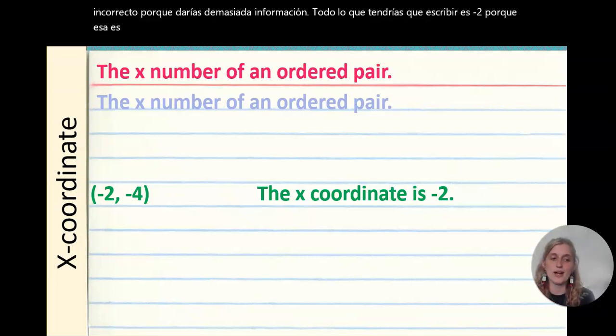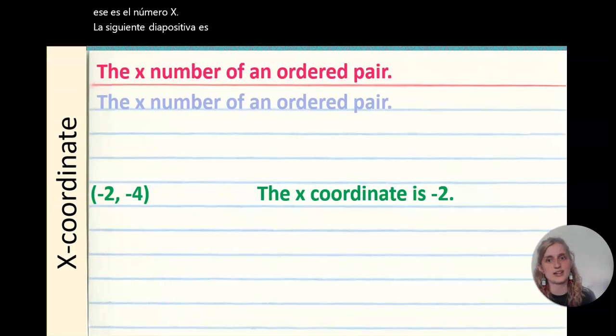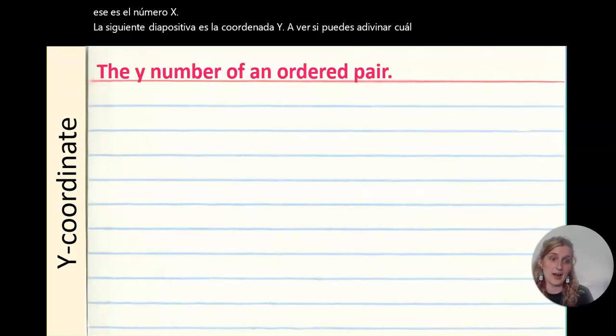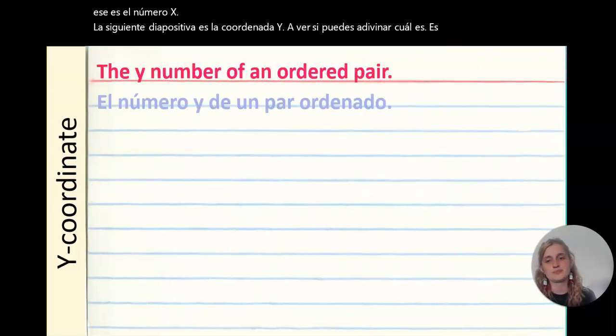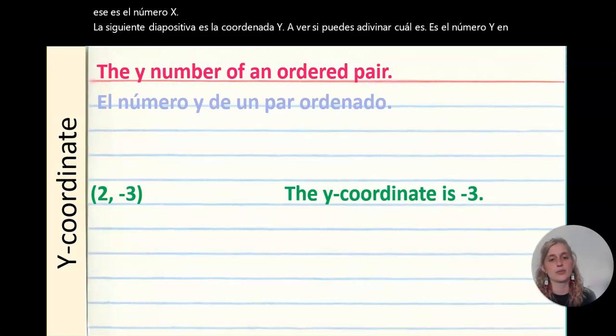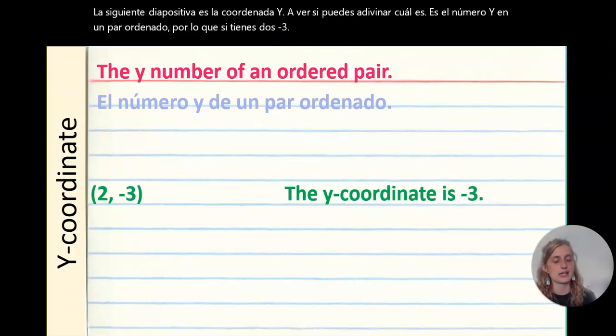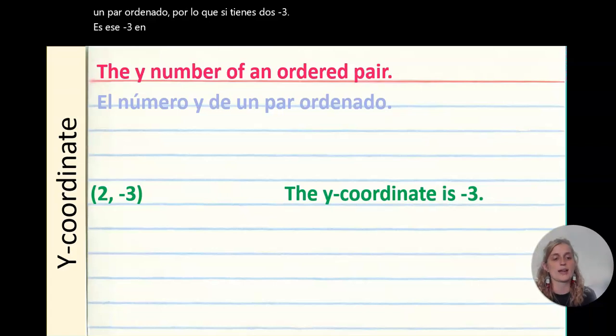The next slide is the y-coordinate. Let's see if you can guess which one that is. It's the y number in an ordered pair. So if you have 2, -3, it's that -3, that second number, because that represents the y-axis.